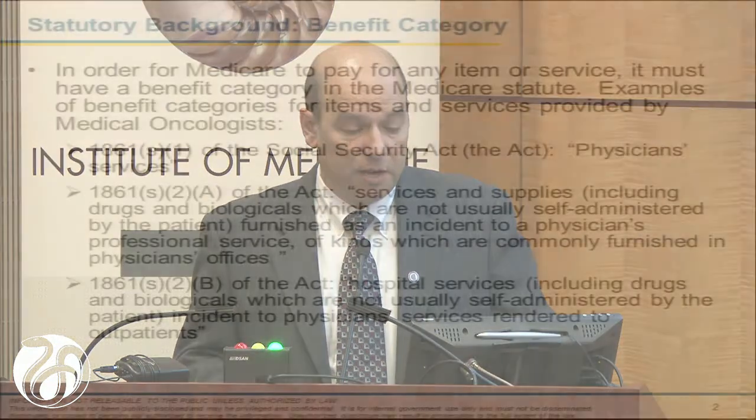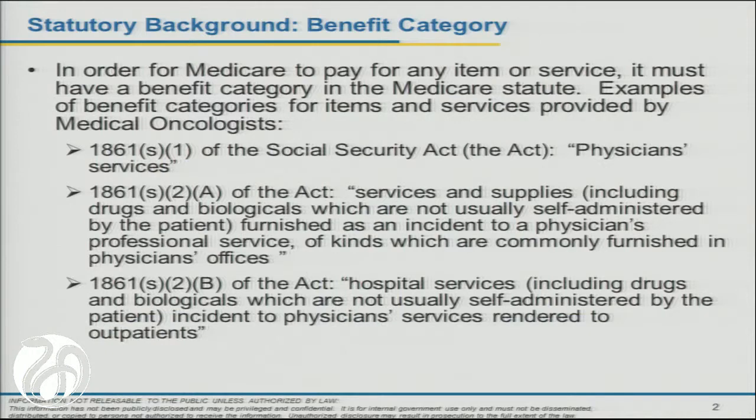In order for Medicare to pay for any item or service, it must have something called a benefit category. These are listed in the statute. There's going to be a specific provision, and within that provision, we will decide whether an item or service falls within that benefit category. So the ones that are probably the most common to oncologists are going to be physician services. Physician services describe what a physician does, anything a physician does.